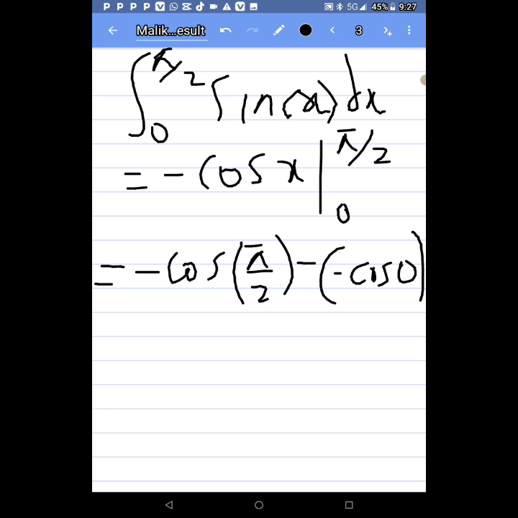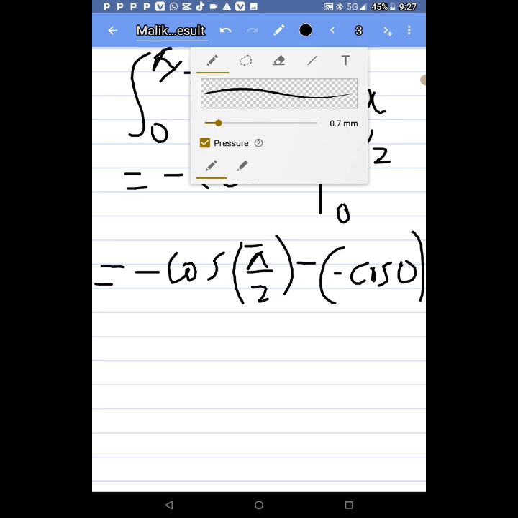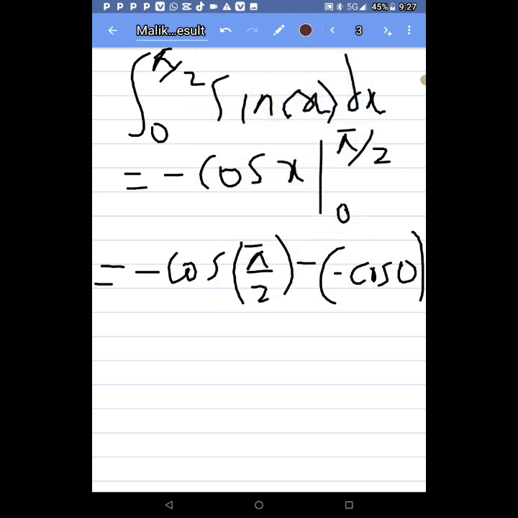Do you get that? Now, something about limits: that will be substituting the upper limit minus substituting the lower limit. Do you understand? The upper limit is the upper number, the lower limit is the lower number. So substituting the upper limit minus substituting the lower limit. Now, pi is actually 180 degrees, so 180 divided by 2 is 90.